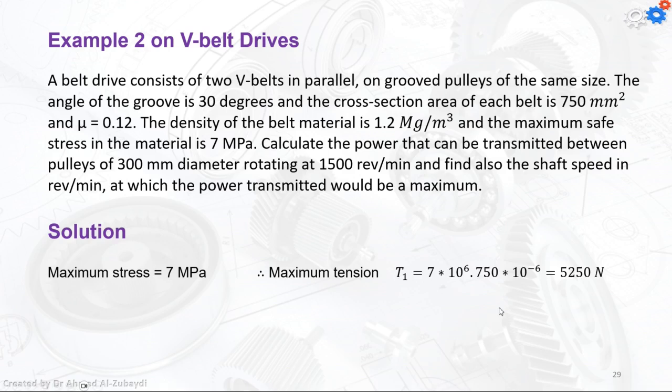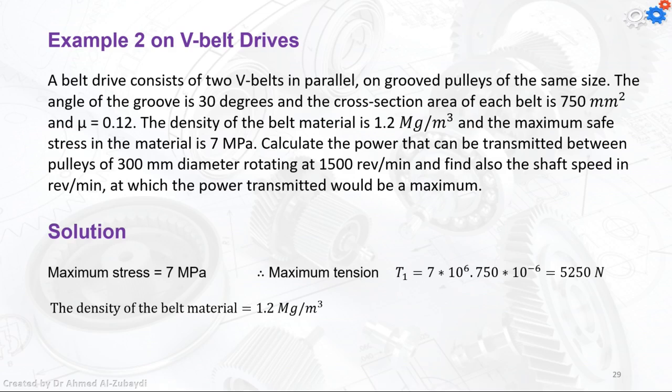The data given was the maximum stress, and the maximum tension can be found through that. The maximum safe stress is 7 megapascal, which is equal to the force of the tension divided by the cross-sectional area. So the stress given as 7 megapascal, or 7 multiplied by 10 to the power 6, multiplied by the cross-sectional area, which is 750 multiplied by 10 to the power minus 6 meters square. So we are going to have 5,250 Newton as the amount of the force.